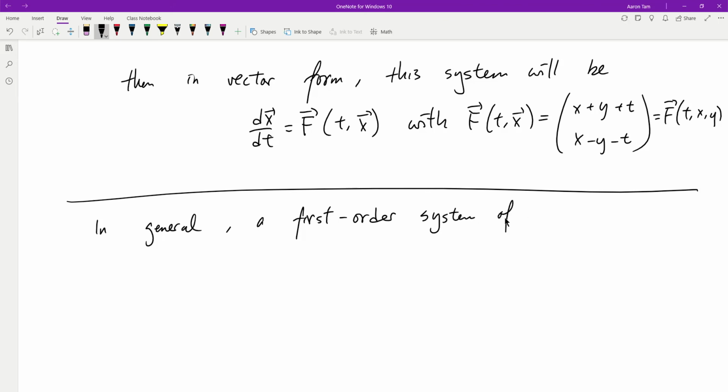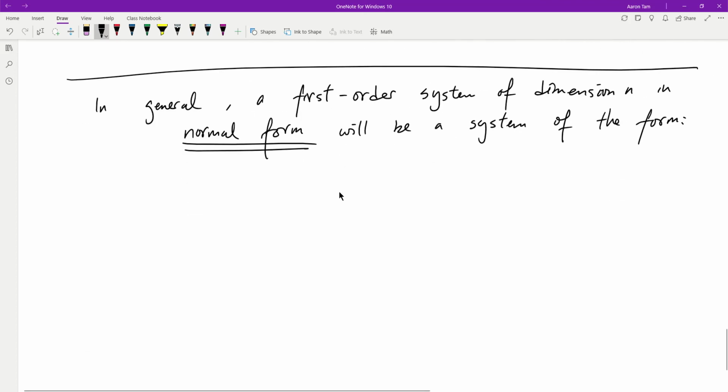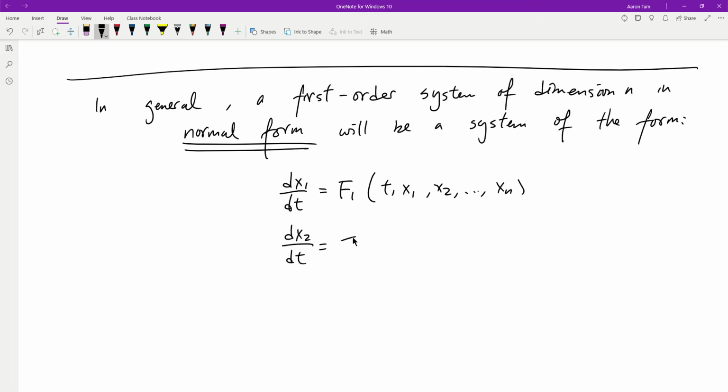A first order system of dimension n in what we refer to as normal form will be a system in the form of a whole collection of differential equations: dx1 over dt equal to f1 of t, x1, x2, dot dot dot to xn, and then dx2 over dt, which is f2 of t, x1, x2, dot dot dot to xn, and then this pattern continues to dxn over dt, which is equal to capital Fn of t, x1, x2, dot dot dot to xn.